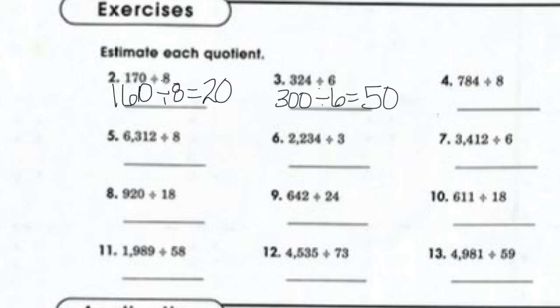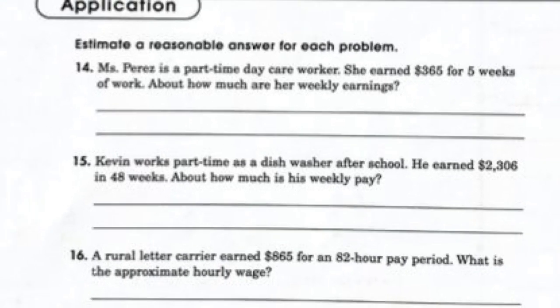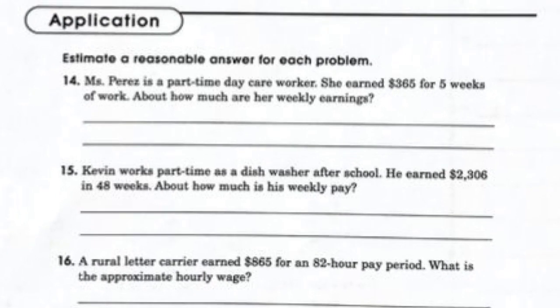Make sure you copy down the ones I gave you. Down below on the word problems, you are going to read the word problems. You're going to write down the numbers that you have estimated, compatible numbers, and give an answer. These are all money problems, so make sure that you label it with the dollar sign.